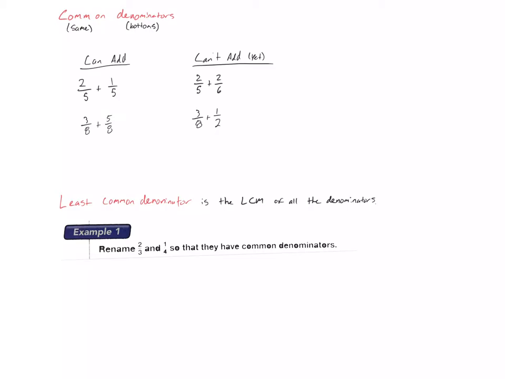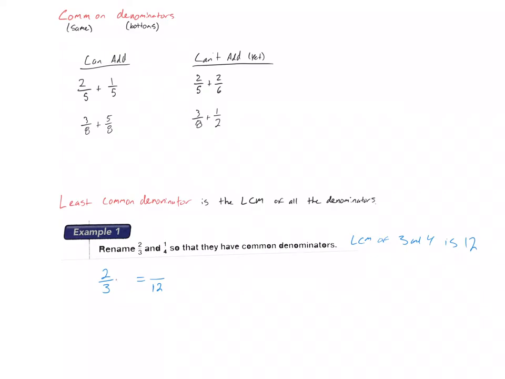So first thing I need to do is find the LCM of 3 and 4. In order to do that, I need to find multiples of 3 and multiples of 4. And I've done this enough to know that, oh, that's 12. This common multiple of 3 and 4 is 12. So what I want to do is take this 2/3, and multiply it by 1 and somehow get the denominator of 12.